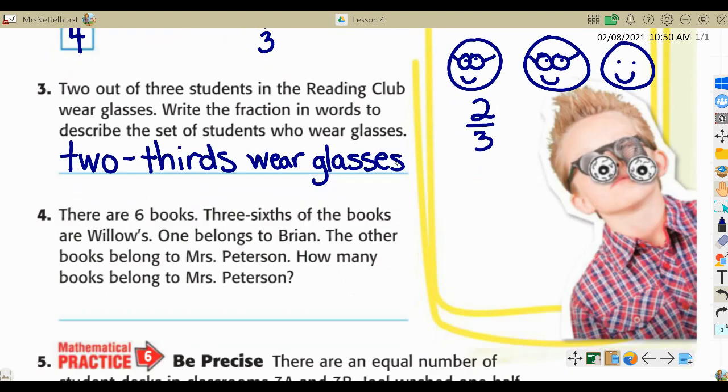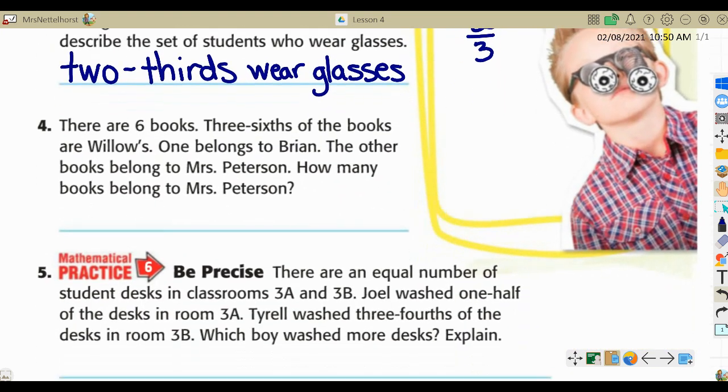Let's go down to number 4. There are 6 books. 3/6 of the books are Willow's. 1 belongs to Brian. The other books belong to Mrs. Peterson. How many books belong to Mrs. Peterson? Okay, so here we go.